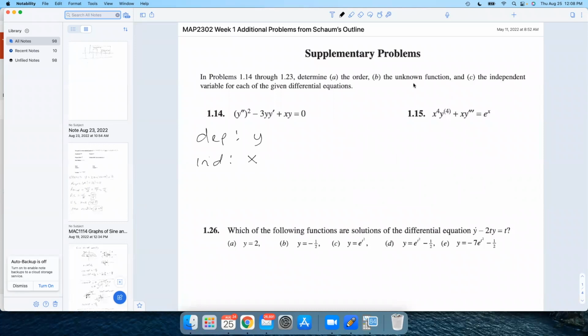Okay, so for these questions, they want us to find the dependent and independent variables. They also want us to find the order. The order is the highest level of derivative we're taking. So if I look through here, my highest derivative is 2. So this is a second order.